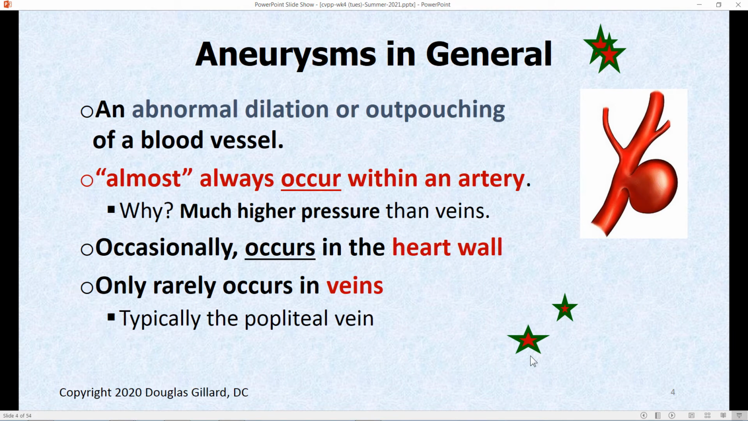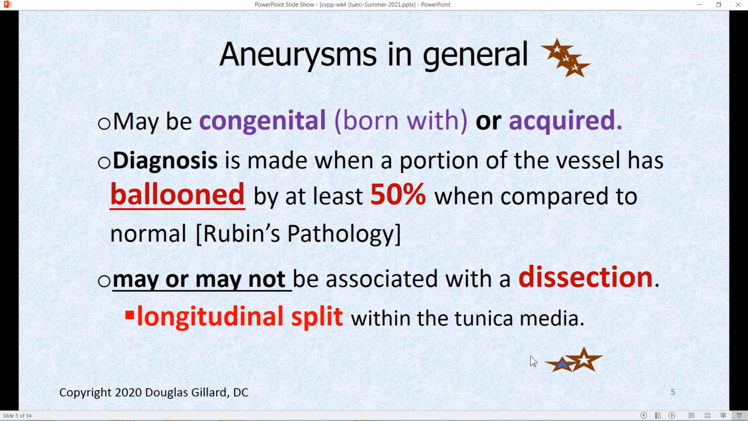So general stuff about aneurysms. They are an abnormal dilation or outpouching of a blood vessel, almost always an artery, which is under much higher pressure than veins or the lymph system. Occasionally you can get an aneurysm in the heart wall following a really bad infection of the heart. Veins is pretty rare. We had a cadaver one time who actually had bilateral femoral vein aneurysms, which was very rare. They actually wheeled it down to the x-ray room and got x-rays of it. So it does happen.